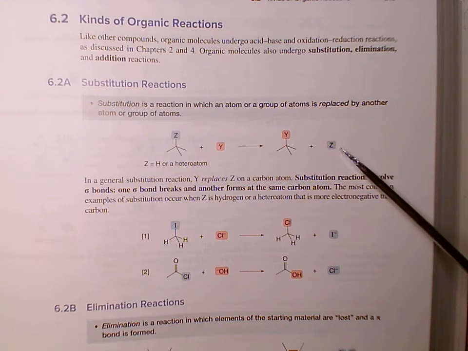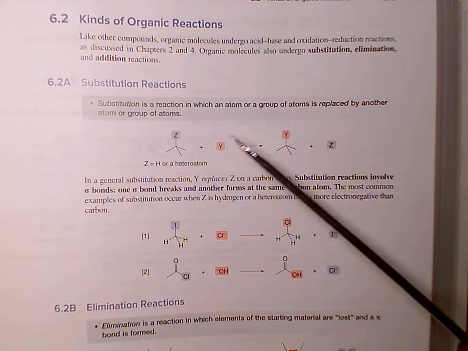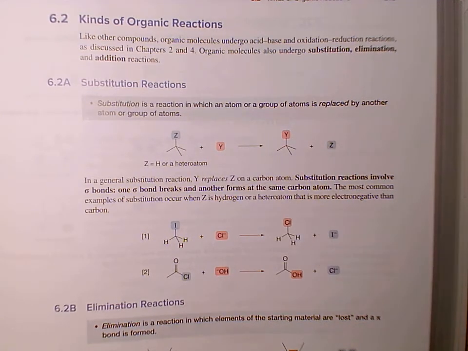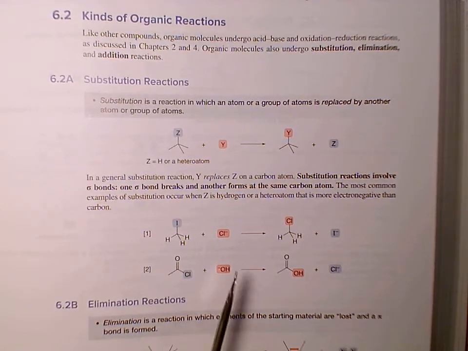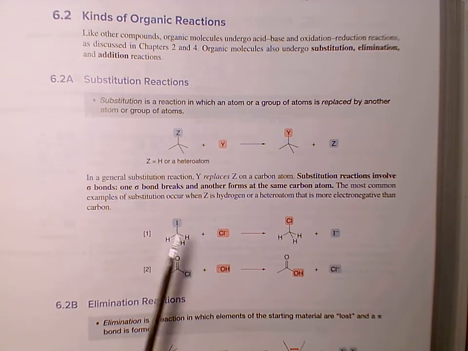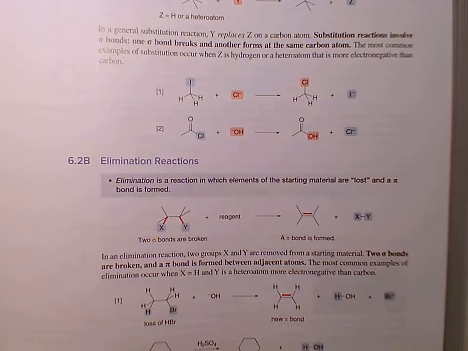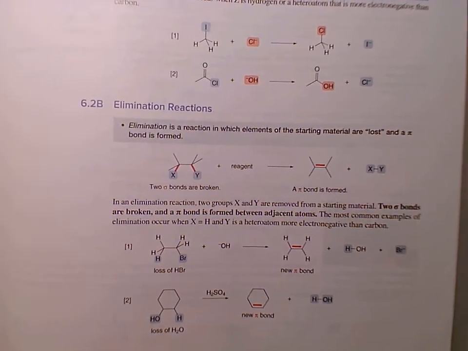Now Y is on the organic molecule, and Z just substituted for Y right here. All right, and here's some examples. If you have an iodine and a chlorine here, you can just substitute those off. All right, the next type of reaction in chapter 8 is elimination reactions.